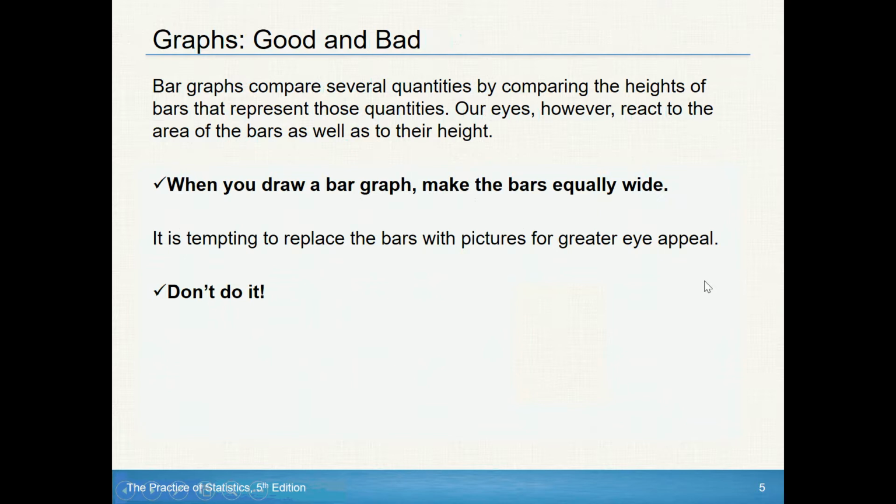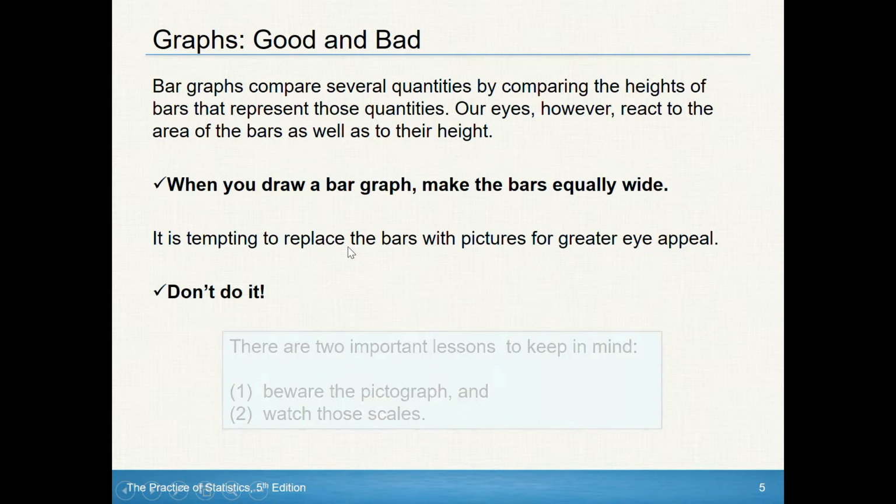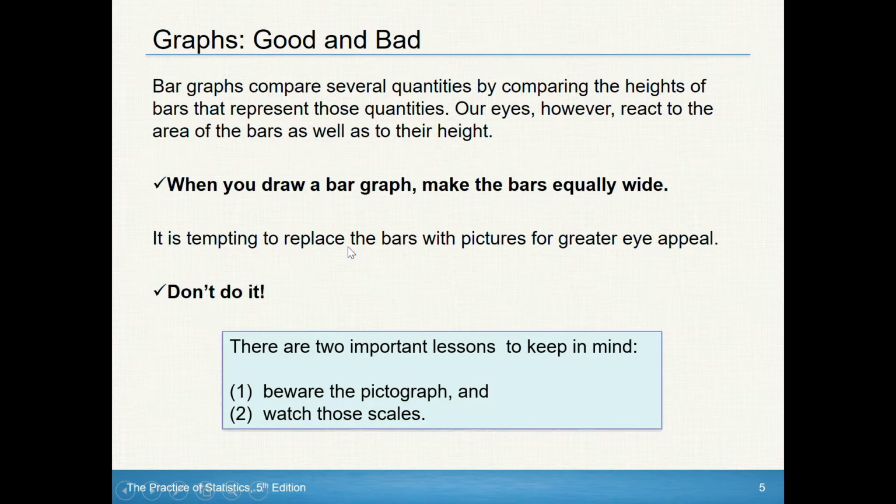A couple things you want to be mindful of. Make sure on your bar graphs that your bars are equally wide. And it says here, don't try to get fancy with the bars. Don't do any kind of hatching or shading. That's just not necessary. Just label it well and make it easy to read. If you avoid those things, you'll be fine.